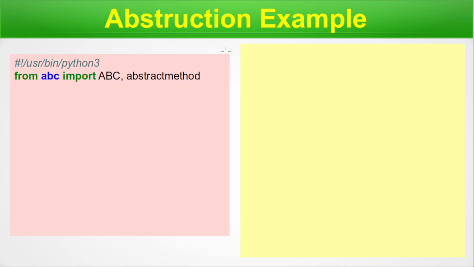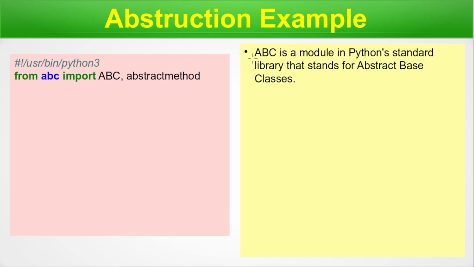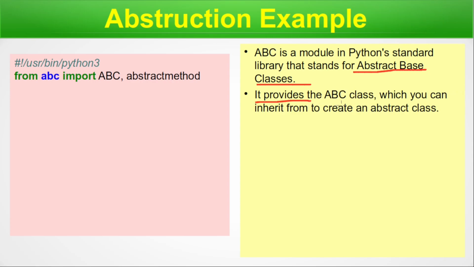You know about this import style from the module in Python episode. And here we are giving the definition. ABC is a module in the Python standard library that stands for abstract base classes. ABC is a shorter form of abstract base classes. This is a much more complex programming concept than the easy things that we were correlating. It provides the ABC class which you can inherit from to create an abstract class. For abstraction, in a much more programming way, you can use this.